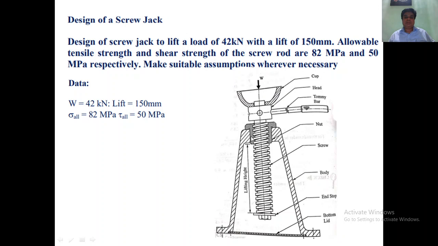Actually the nut is fixed to the frame, and when the screw rod rotates, since the nut is fixed, the screw rod moves up and down. That means it can lift the load, or when you rotate it in the anti-clockwise direction, the load will come down. The rotation is done by this handle bar or Tommy bar along this collar. In the previous session we solved a problem on collar friction, so we have taken the collar friction also. This is a collar and the cup is there on this collar, and the load is applied, so the surface holds the load.